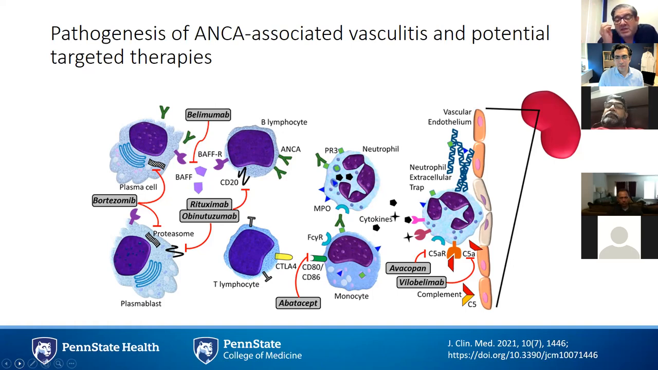So the histopathological hallmark of ANCA-associated vasculitis is fibrinoid necrosis, because it kills the vessel wall. So when you look at it under Masson's trichrome, you see this red goo inside the vessel wall, and that's because the neutrophils just killed it.